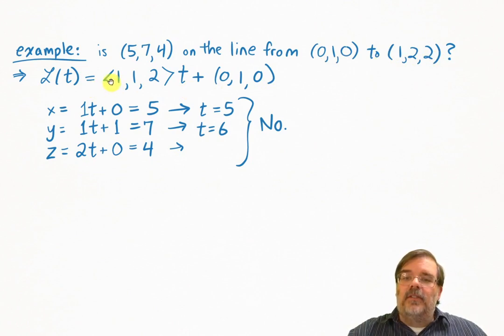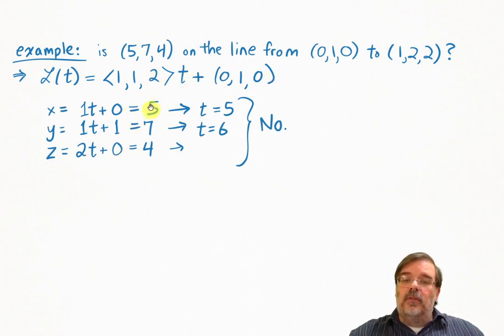So the line is 1, 1, 2 times t plus a base point. I'll use 0, 1, 0. That makes the algebra easier. Once you have the equation of the line, you can break it into 3 equations for the x, y, and z parts. So x is 1 times t plus 0. Y is 1 times t plus 1. And z is 2 times t plus 0.